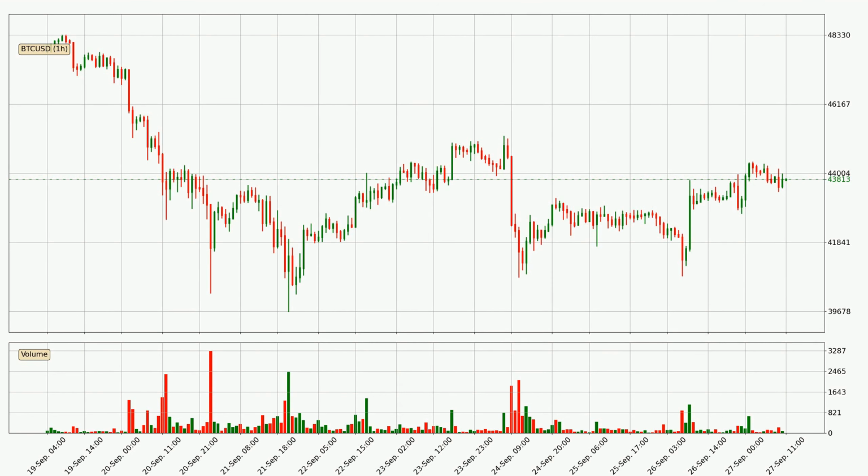Looking at the Bitcoin hourly time frame, the price moved only slightly to the upside with around 1.7% in the last 24 hours, with a current price of $43,813.